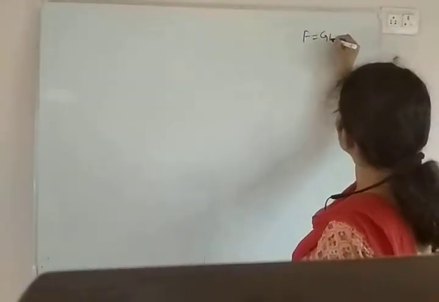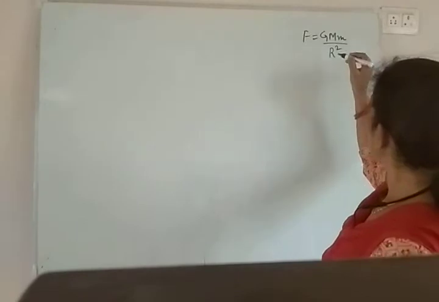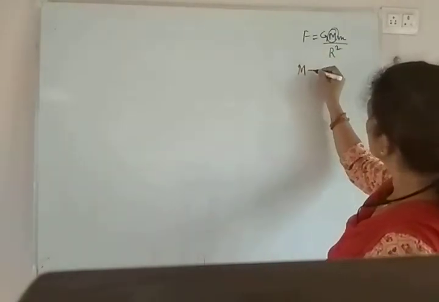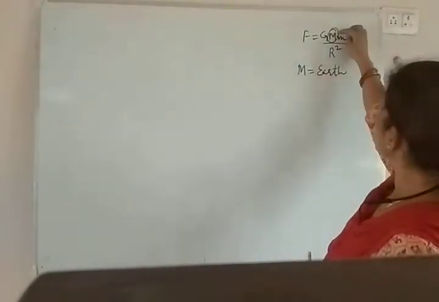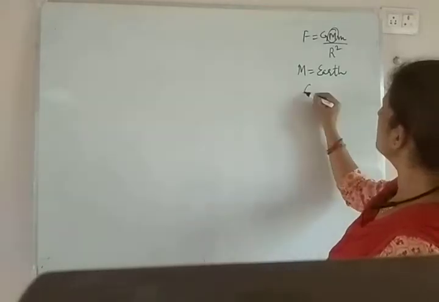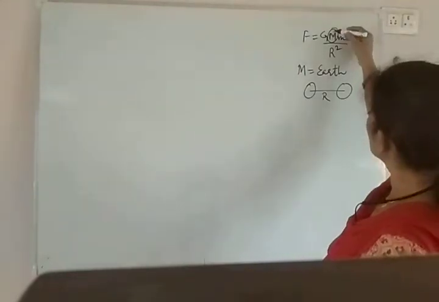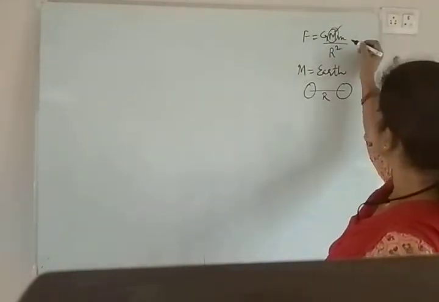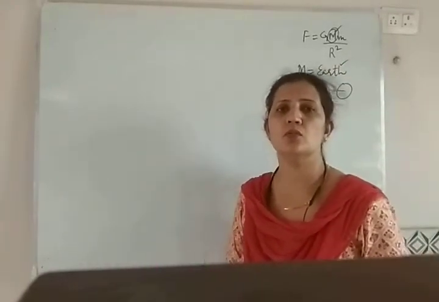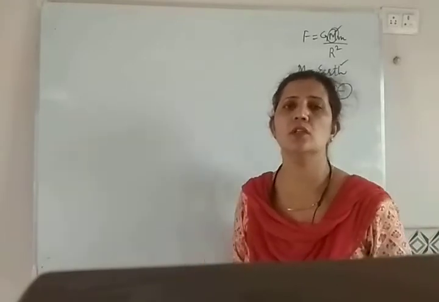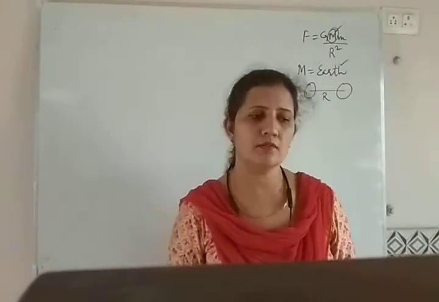You know, F is equal to G M m by r square. This is the force of gravitation. But if this capital M is replaced by the earth, because in this case both bodies may be any two bodies of the universe and r is the distance between them. But instead of any two bodies, if this is the mass of earth, then the force of gravitation becomes the force of gravity. This is in actual the basic difference between the force of gravitation and the force of gravity.